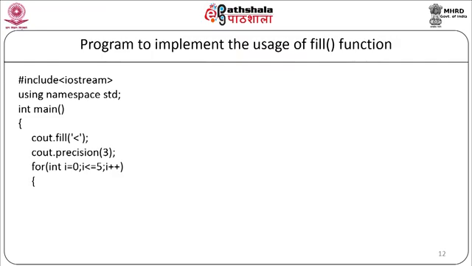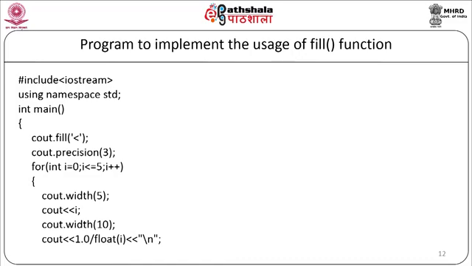Inside the for loop, cout.width is 5, so we are setting the width to 5. Cout, we are printing the value of i. cout.width 10, cout 1.0 divided by float i slash n. If i is equal to 3, cout fill greater than sign, and our for loop will end.